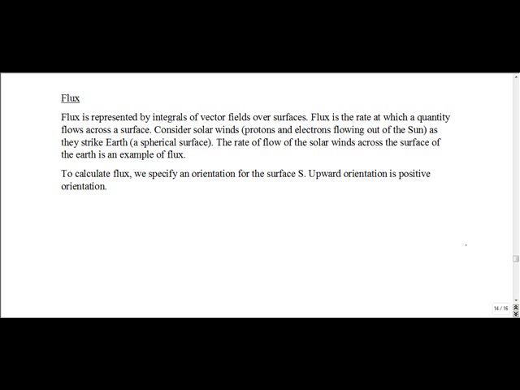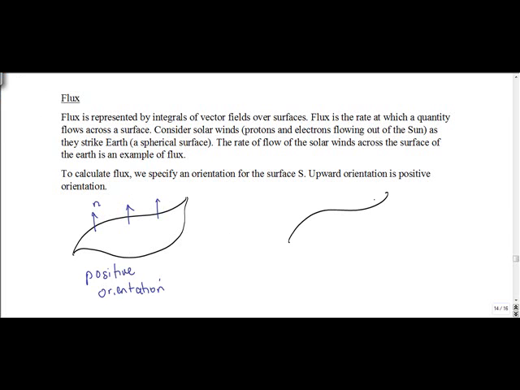So to calculate flux, we need to specify an orientation for the surface. Upward orientation is positive orientation. So for example, let's say this is your surface S, and you have upward normals. Surfaces have normals, and here they point upwards. So this is called positive orientation. If the normals instead are pointing downwards, then you'll have negative orientation.